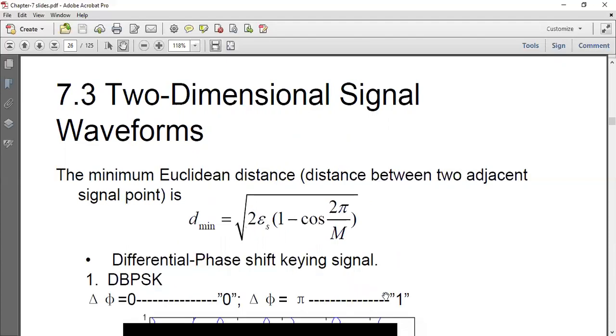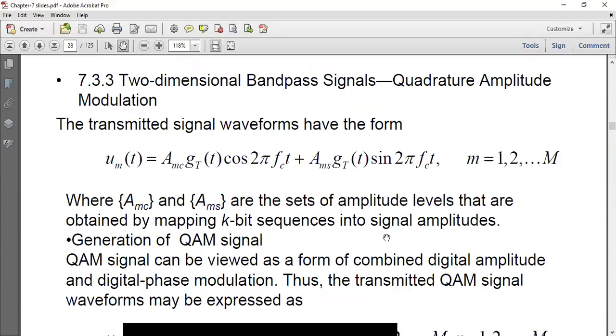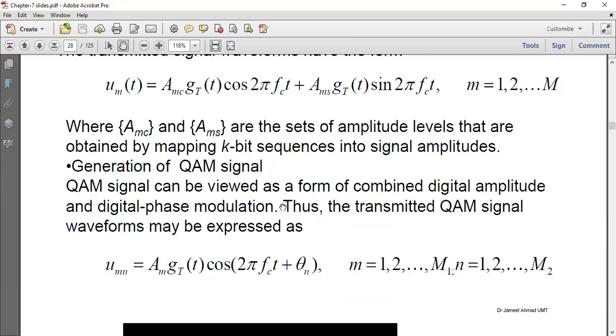In this case, quadrature amplitude modulation, this is the bandpass signal. AMC and AMS are the sets of amplitude levels that are obtained by mapping a k-bit sequence into signal amplitude. So, generation of a quadrature amplitude modulation signal. A QAM signal can be viewed as a form of combined digital amplitude and digital phase modulation. Thus, the transmitted QAM signal waveform may be expressed as u_mn equals A_m g cosine(2 pi fct plus theta_n). So amplitude is changing and phase is also changing.